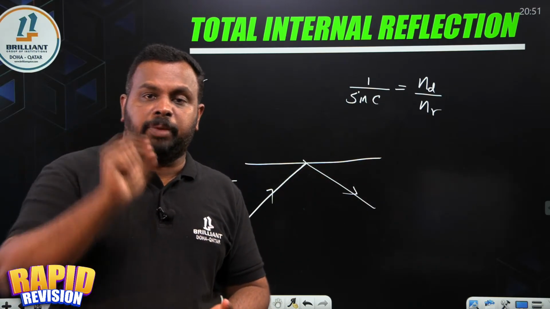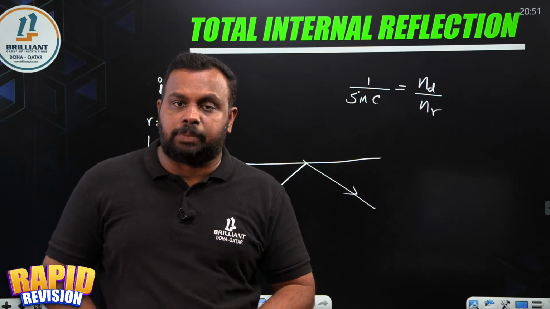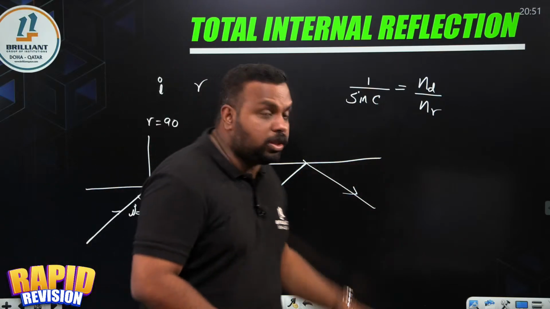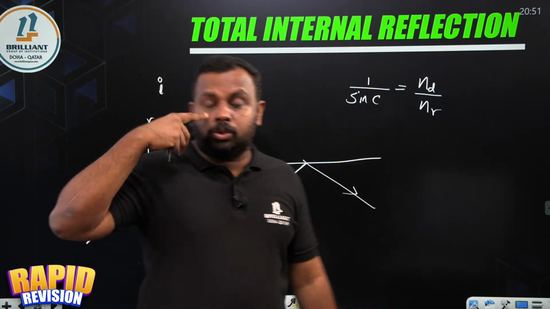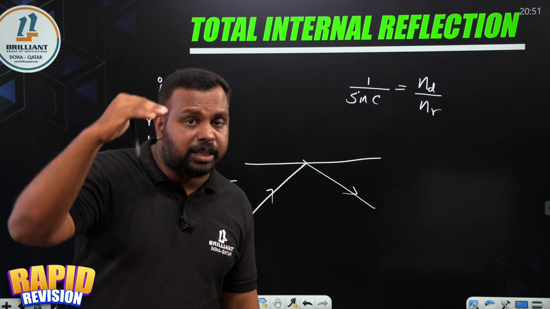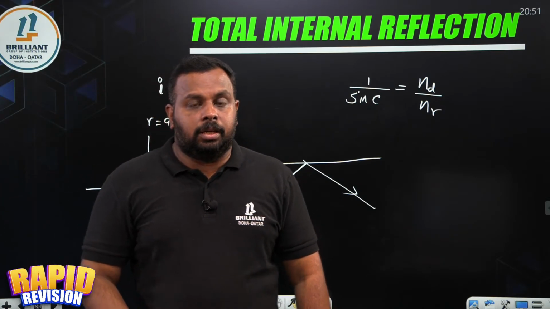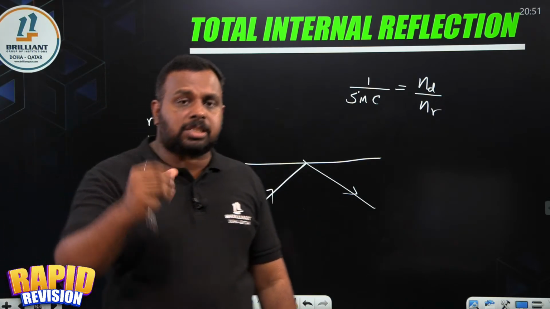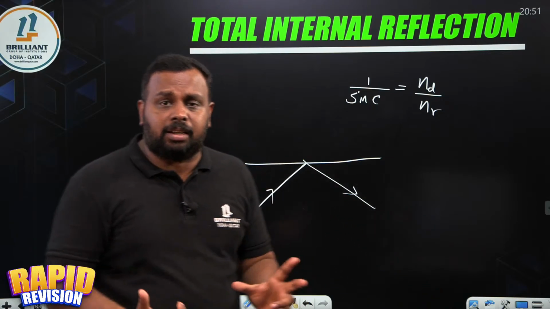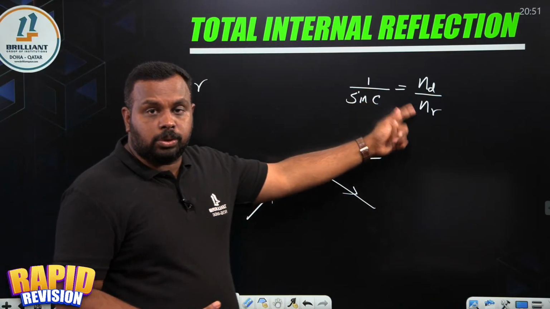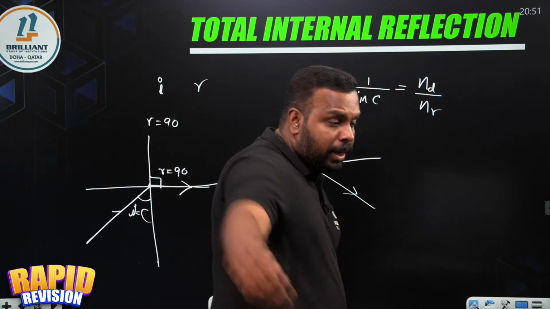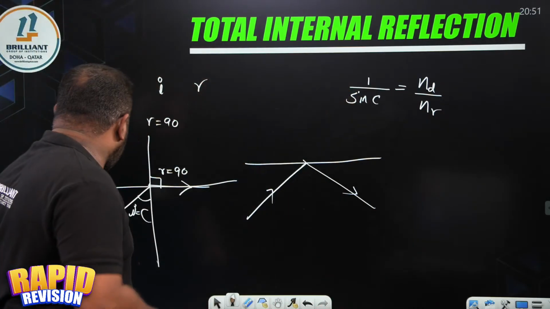Refractive index of rarer medium. ND is the refractive index of denser medium. NR is the refractive index of rarer medium. Okay, so you have to read the question carefully. You have to check which are the mediums. If it is some liquid and some glass or something, don't put the air concept here. You have to use this formula: 1 by sin C is equal to ND by NR. I think it's clear. I'm going to the next.